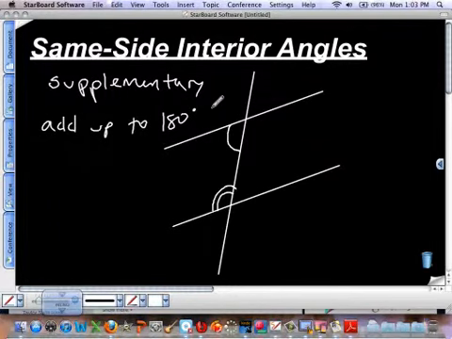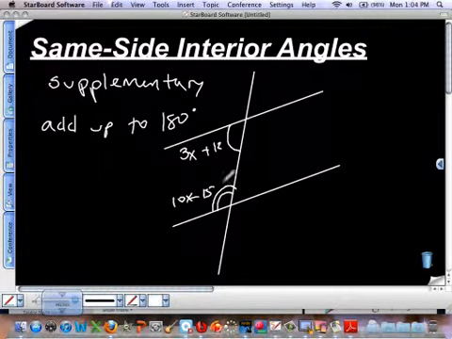And I didn't make you guys do same side exterior, but the same relationship is true. If you have the same side exterior versus the interior, the same thing's going to be true. They're going to add up to 180 as well. And that's all you need to know for today. Because basically all I'm asking you to do is, say this angle is worth 3x plus 12. This angle is worth 10x minus 15. Solve for x.